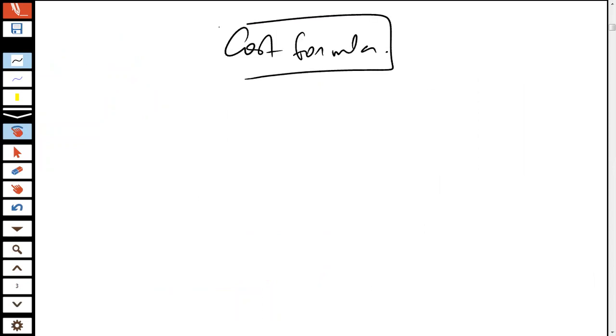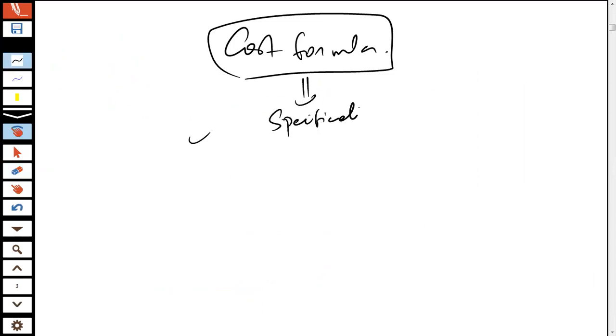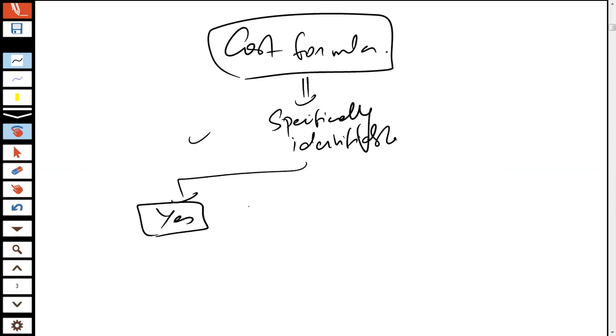If I move a bit further with respect to inventory, there is the concept of cost formula. The way you are going to establish the cost depends upon whether your inventory is specifically identifiable or not. There could be a situation where inventory is specifically identifiable, or where it is not. Now let's try to understand this.